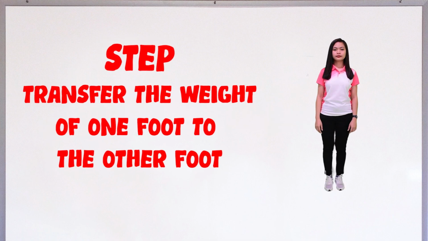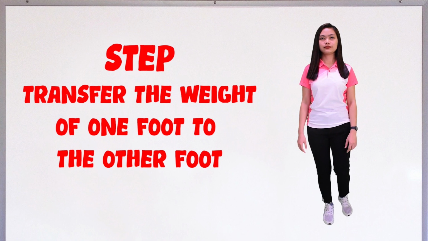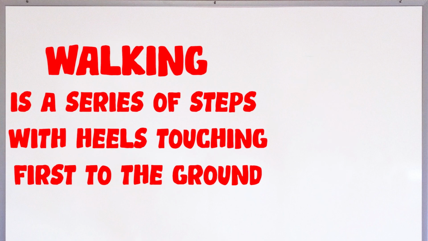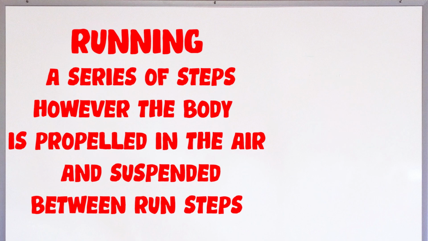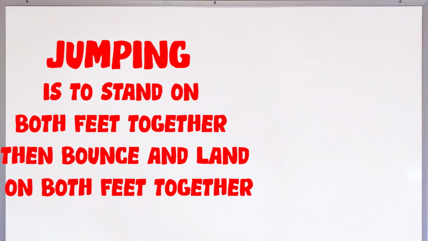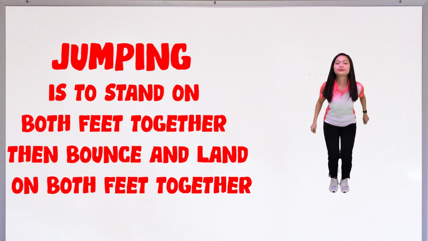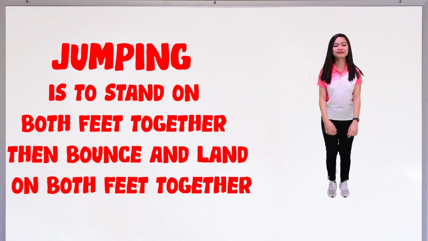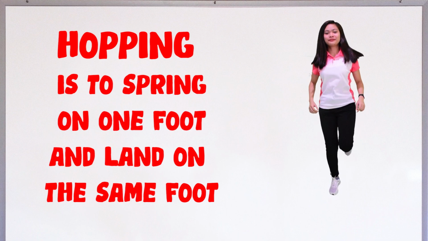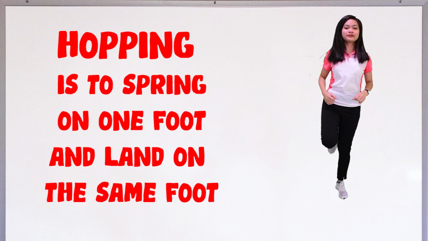Locomotor movement. Step. Transfer the weight of one foot to the other foot. Walking. A series of steps with heels touching first to the ground. Running. A series of steps, however, the body is propelled into the air and suspended between run steps. Jumping. Stand on both feet together, then bounce and land on both feet together. Hopping. Spring on one foot and land on the same foot.